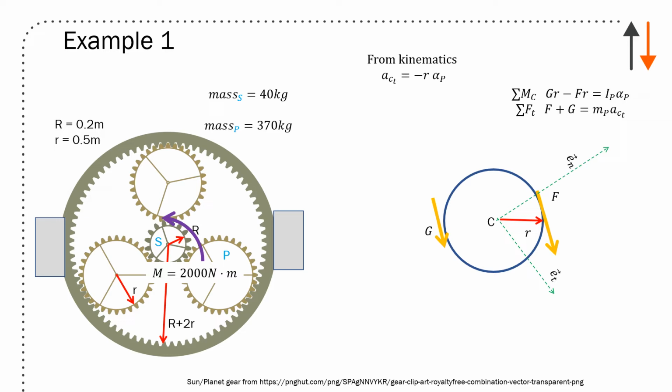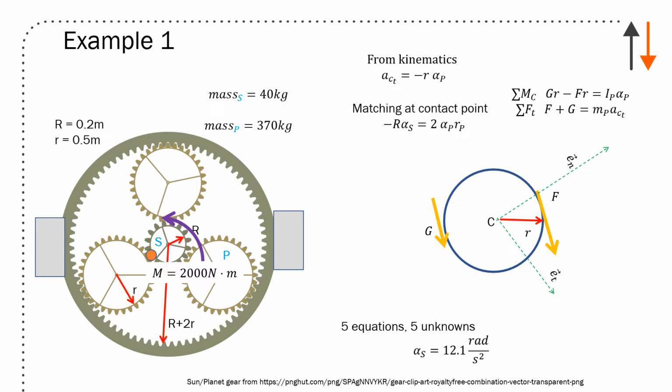Tangential acceleration is just going to be minus r alpha P. This is rolling without slip. At the contact point between the two, this orange point over here, minus R alpha S equals twice alpha P r_P. They both have to have the same linear velocity. We've talked about that in the rotational kinematics lecture in the previous set last week or so. Five equations, five unknowns, and you'll find that alpha of the sun gear is equal to 12.1 rad per second squared.